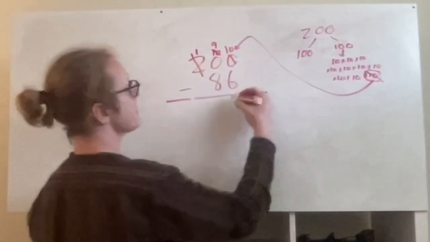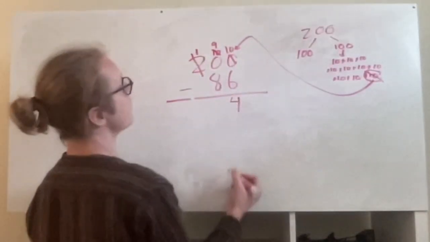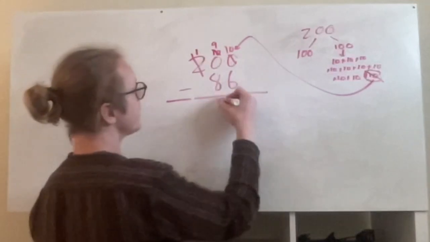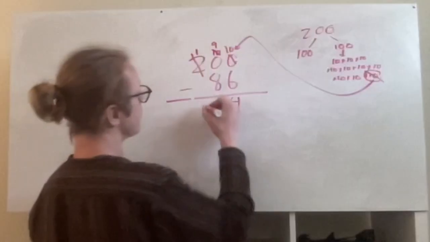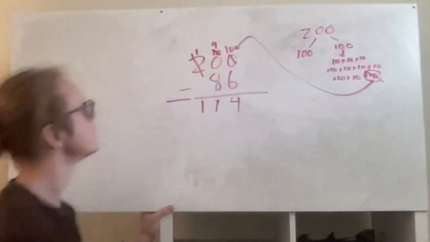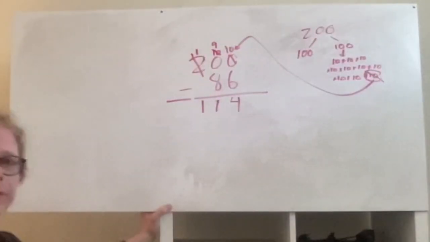10 minus 6 is 4. 9 minus 8 is 1. And 1 minus nothing is 1. Okay? There we go. That is how we borrow across a 0.